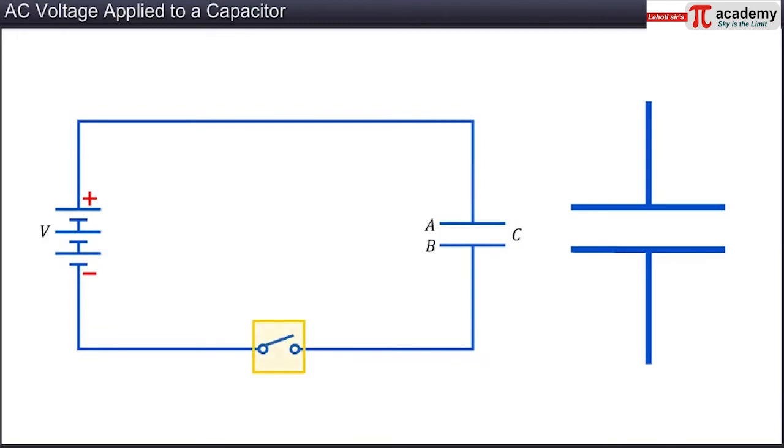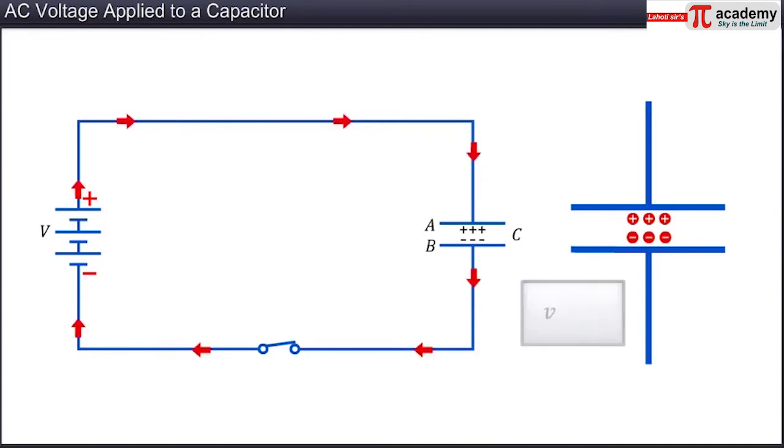When the key is closed, the capacitor gradually builds up charge as current passes through it. If the charge on it at this instant is Q, then the potential difference across its plates in the steady state is V is equal to Q by C.